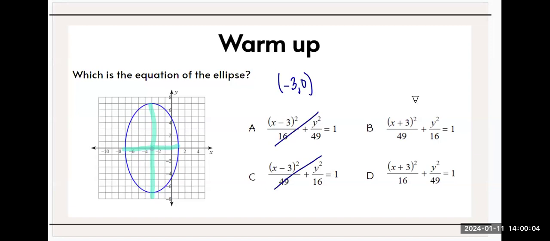All right, now, since it's longer up and down, Y is going to have the larger denominator. So it is D. The bigger denominator is underneath Y because it's longer up and down. So for this one, the minority was right. Just one person. It looks like it's up and down 7 and left and right 4.